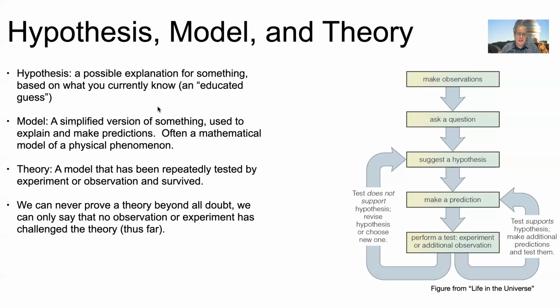And so you hear terms like the theory of gravity or the theory of relativity. These are really, really good models that describe the world around us that we have tried and failed to disprove via observations. And so again, a theory is a very, very solid model or very, very solid hypothesis that has survived repeated tests. And an important point here, you can never prove a theory beyond all doubt.